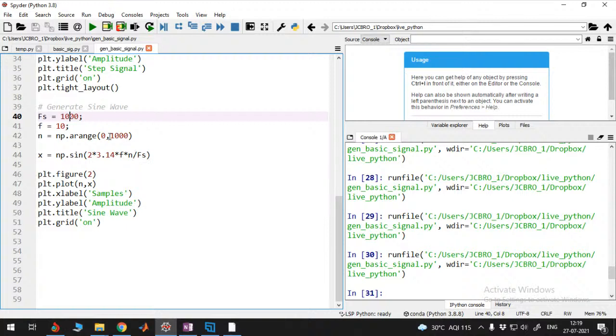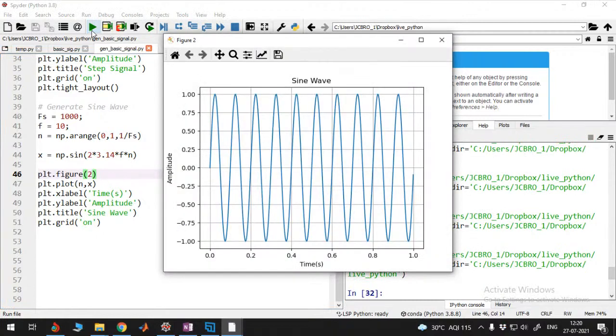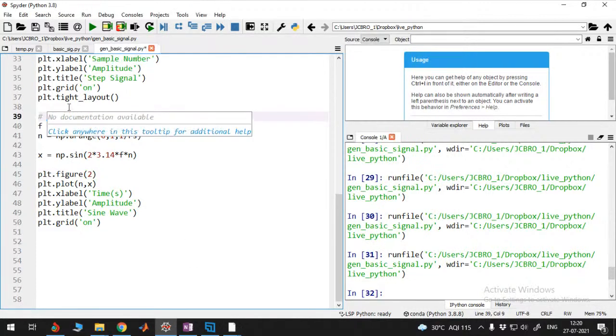Now let's make it to time. Let's say we want to generate in time. If I make it 1 by fs, this n will become t. So right now we are generating the values from 0 to 1 second, and here we can specify time as seconds. Now let's run it. Okay, the same wave with 10 hertz frequency, right? And let's change it to 5.